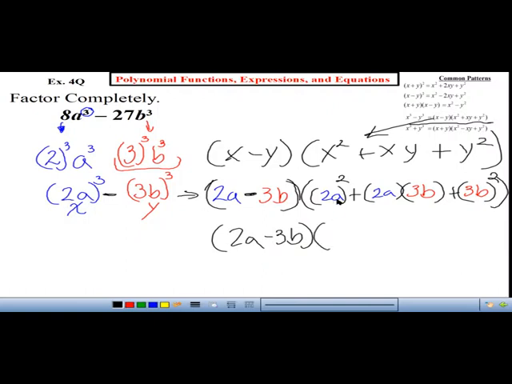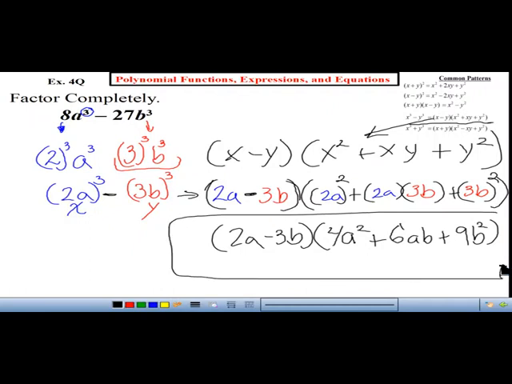times, let's see, what is 2a to the second power? 4a squared plus, what is 2a times 3b? 6ab plus, what is 3b squared? 9b squared. Was there a GCF at the beginning? No, so that means we're done. These are my factors.